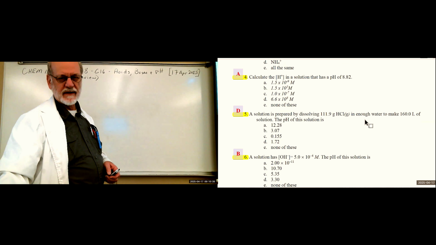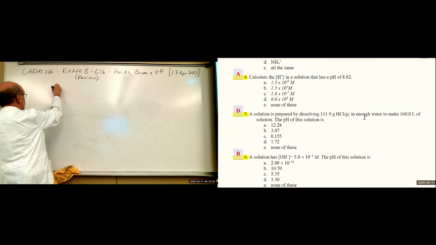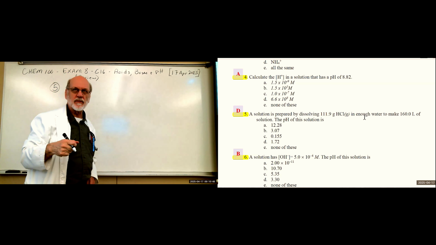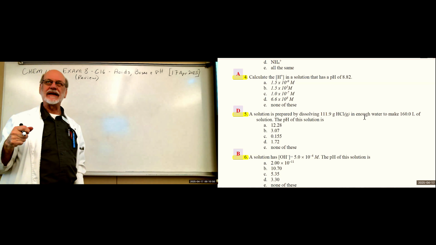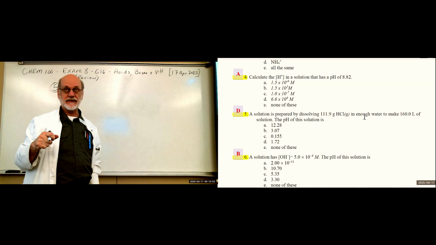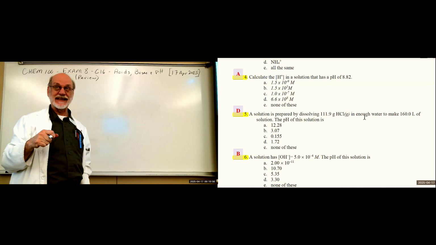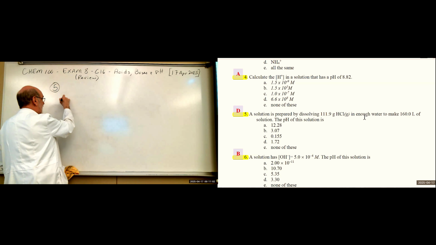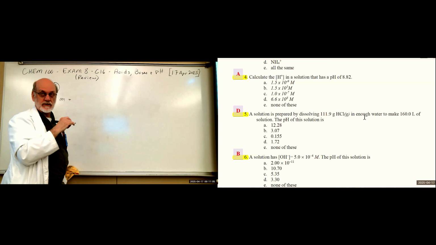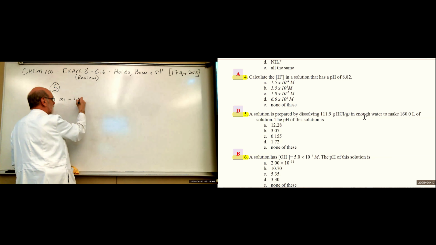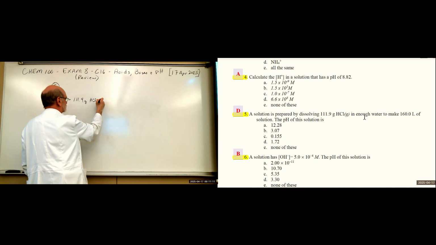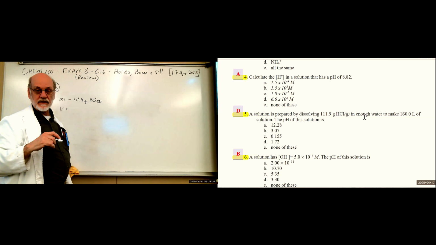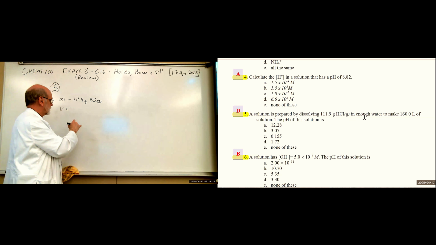Right. Number 5. A solution is prepared by dissolving 111.9 grams of hydrogen chloride gas in enough water to make 160 liters of the solution. The pH of the solution is. So what we're given is the mass of hydrogen chloride, 111.9 grams, and the final volume, 160 liters.